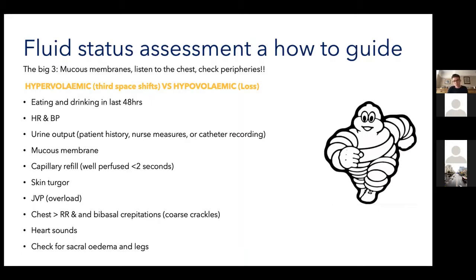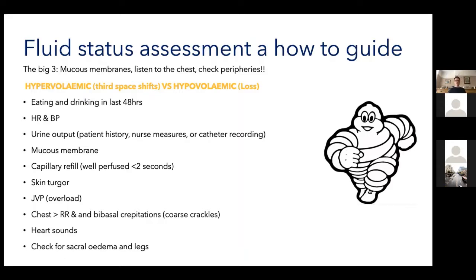Really important to listen to the chest if you're going to give fluids, because if they've got crepitations and might be fluid overloaded, they might have pulmonary edema. The risk is you give them fluids and you send them into flash pulmonary edema, which is life-threatening. So you generally want a chest X-ray as well. You want to listen to heart sounds, and you want to check the sacral edema in the legs. Now that's quite a lot to remember.